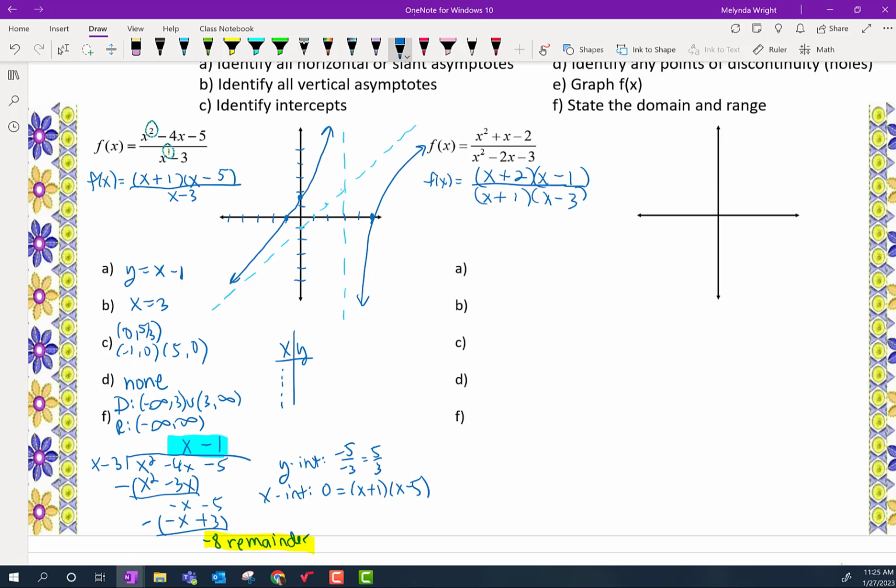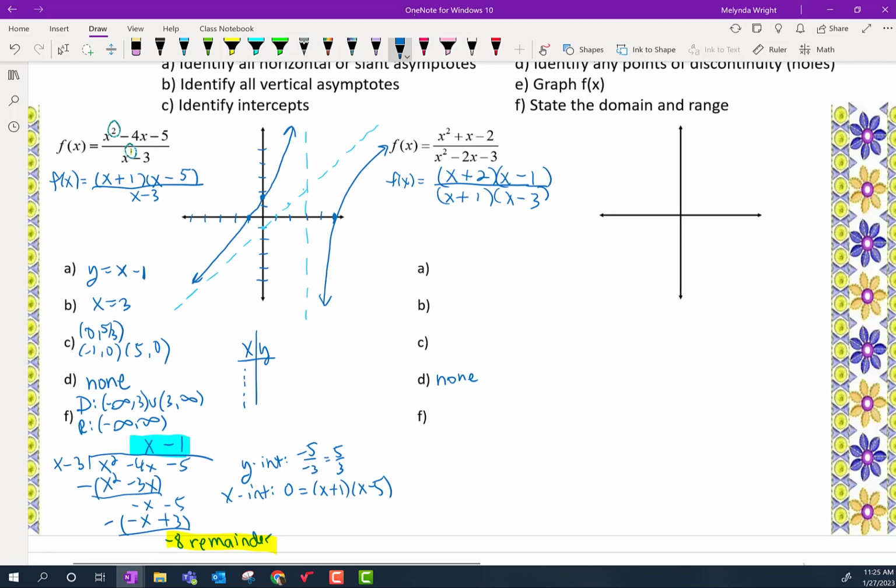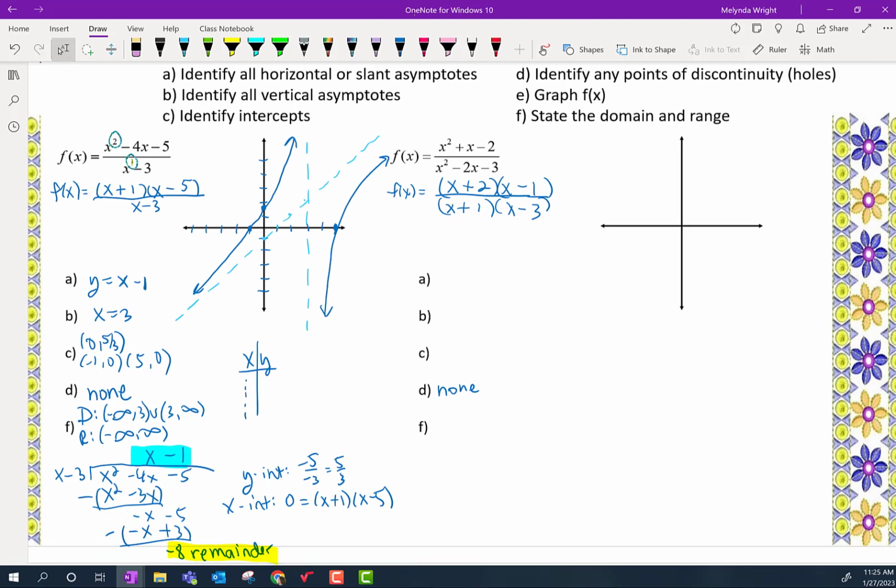Okay, so it doesn't look like we have anything that cancels. So this does not have a hole either. That's why I wanted to really explain. In this other example, if we had a hole, you'd put a hollow circle right there. That's where the hole is, and you wouldn't let the graph go through it. We don't have one, but that's how you would graph it. So, no holes. We're going to put none for point discontinuities. There aren't any. Okay, so let's look at part A, which wants horizontal or slant.